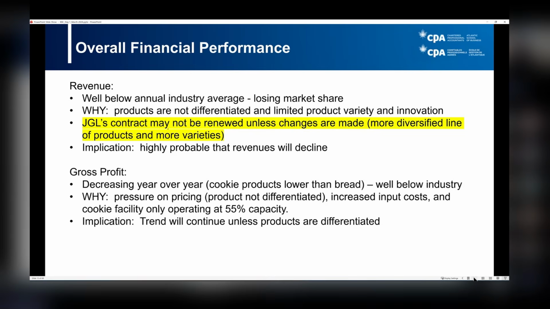And when it comes to the cookie division, their gross profits are lower than bread, and the facility in Montreal is only operating at 55% capacity. So what's the implication? That this trend will continue unless the products become differentiated.